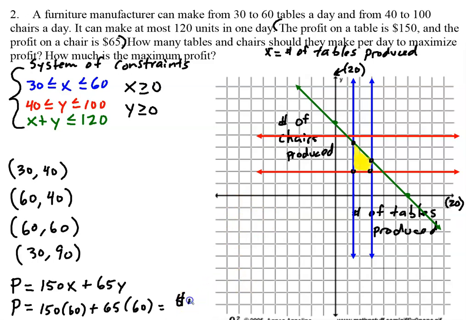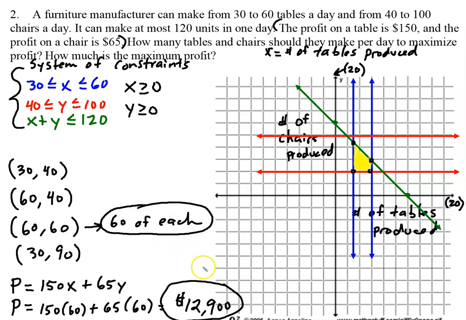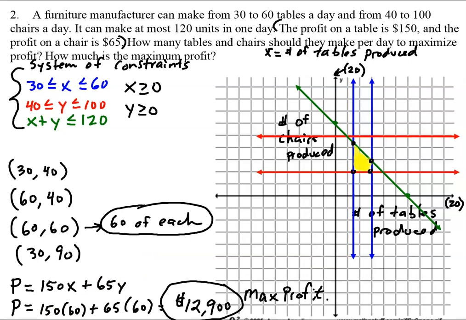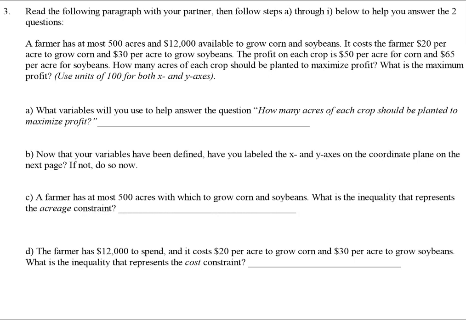And it looks like that profit number is $12,900. So the two questions that we answered, how many tables and chairs should be made per day to maximize profit? Well, this 60 of each, you can just say it that way, that's the combination that maximizes profit, and then this is our max profit. All right, very good.